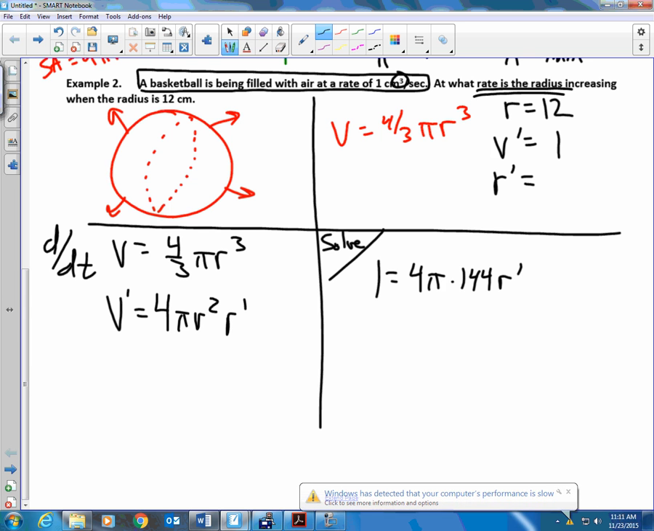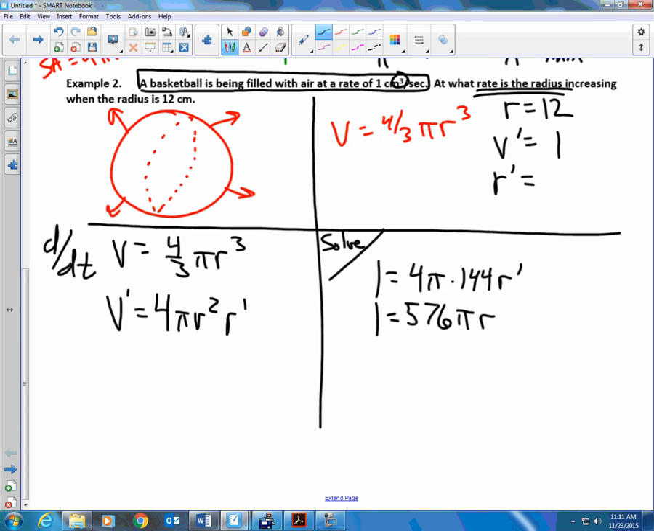We got 1 is equal to 4 times 144, which is 576. Divide both sides by 576 pi. We get 1 over 576 pi is equal to r prime. Now on the test, you can write it in decimal form, or you can write it in terms of pi. So that's 1 over 576 pi what? What is my label? Centimeters per second.